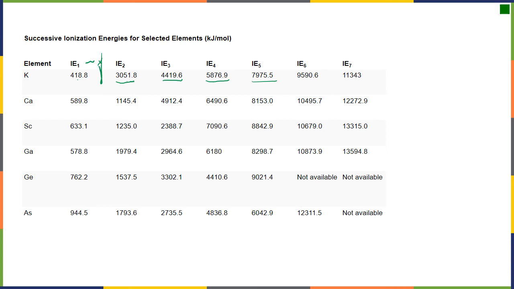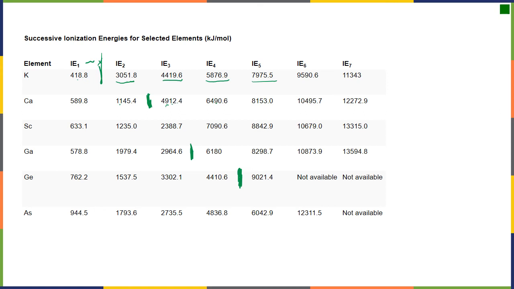If we go to calcium, we go from 1100 to 5000, and then 5000 to 6000, so our big jump is right here. If we go to gallium, and yes, I'm going to skip one, our big jump is going to be right here. If we go to germanium, it is going to be here. So what does this correspond to? This corresponds to removing electrons from the core.